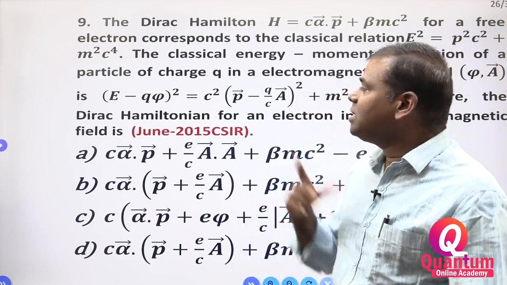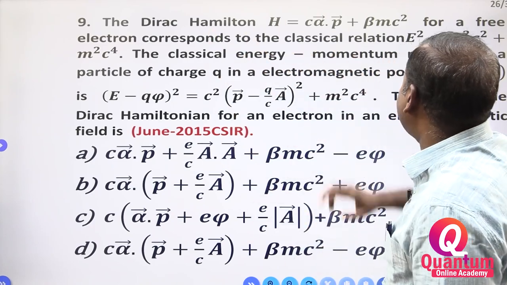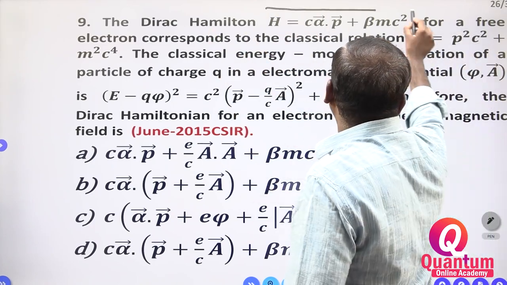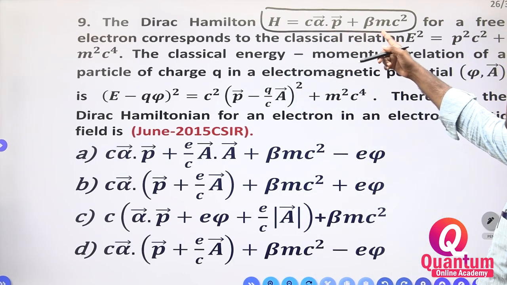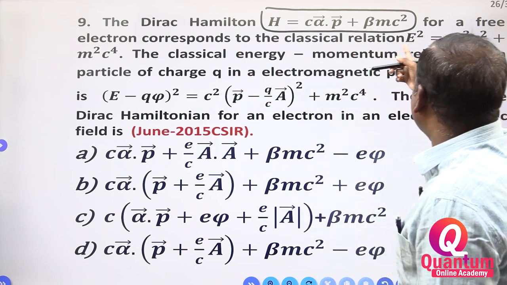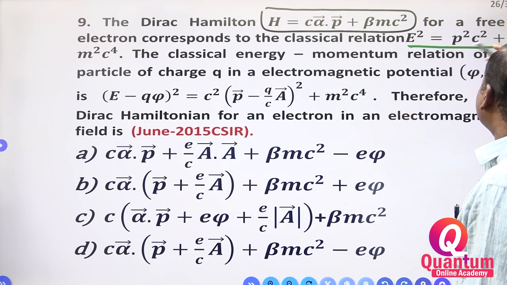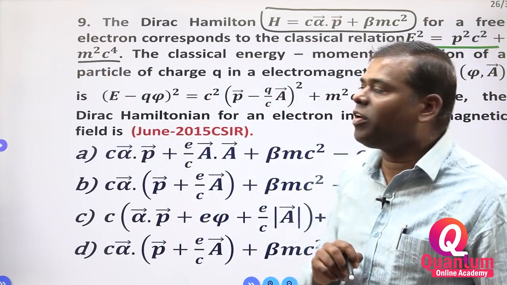Next, this is a relativistic quantum mechanics question. The Dirac Hamiltonian they are giving: H is equal to cα·p plus βmc², for a free electron, corresponding to the classical relation E² is equal to p²c² plus m²c⁴.